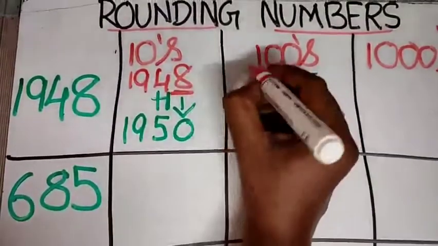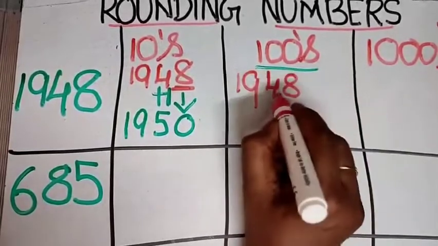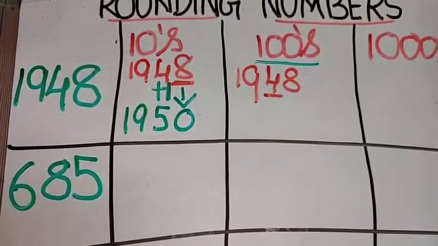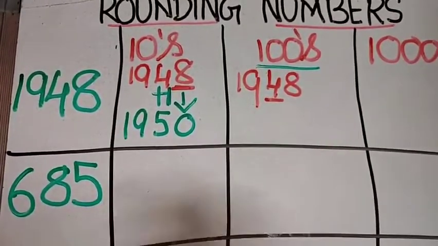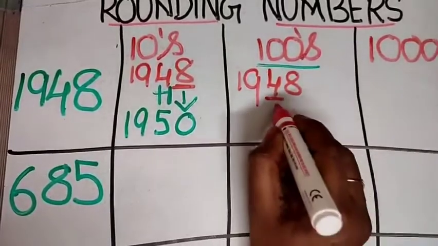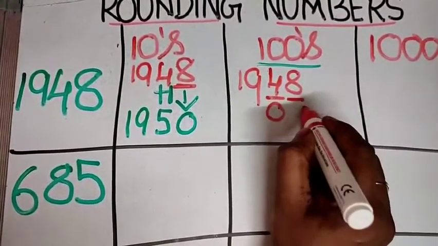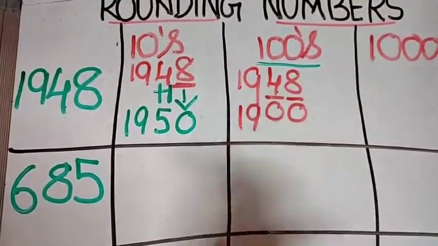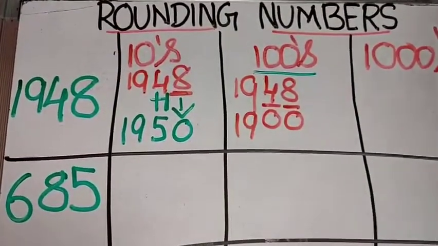So take 1948 and what we have to do? Yes, we have to check for the tens place digit. And 4 is less than 5 or greater than 5 or equal to 5? Yes, it is less than 5. If it is less than 5, what we have to do? We have to place this as 0 and the before number will become 0 and get the remaining digits down. So 1900 is the rounding number of 1948 to nearest hundreds.